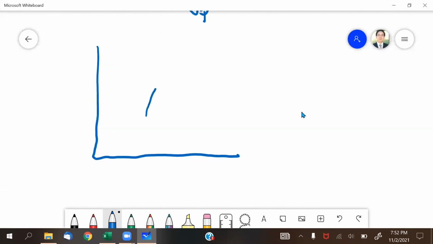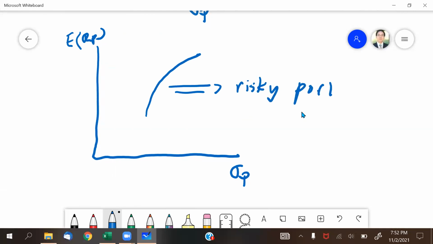Remember, we have an efficient frontier. We have an efficient frontier here. And now, according to William Sharpe, this is called what? Risky portfolios. We have many portfolios on the line, the efficient portfolios on the efficient frontier. They are risky. They pose risk, but they also offer expected returns.